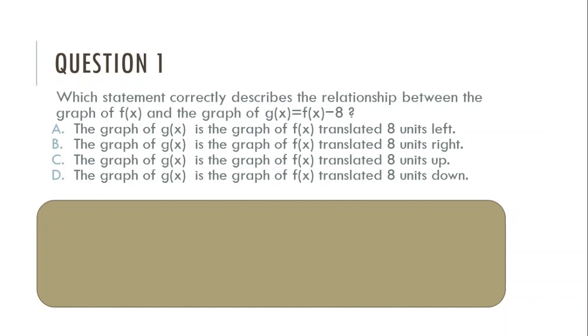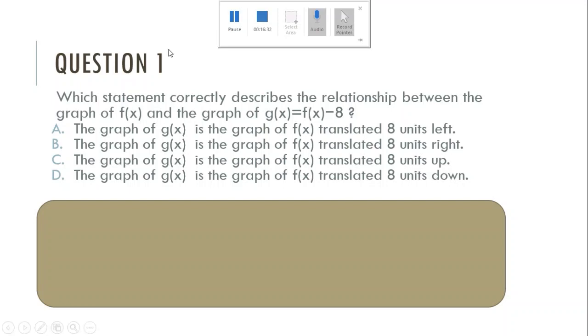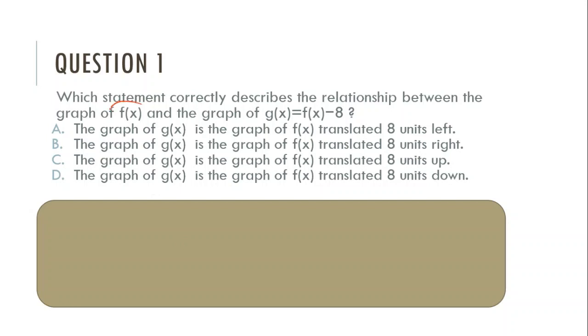So let's look at a couple examples. This question 1 is just like question 1 on your quiz. It says, which statement correctly describes the relationship between the graph of f of x and the graph of g of x equals f of x minus 8? Okay, so f of x is our original or parent function, and g of x is our new or translated function. If I have a minus 8, I'm just tacking it on to the end.